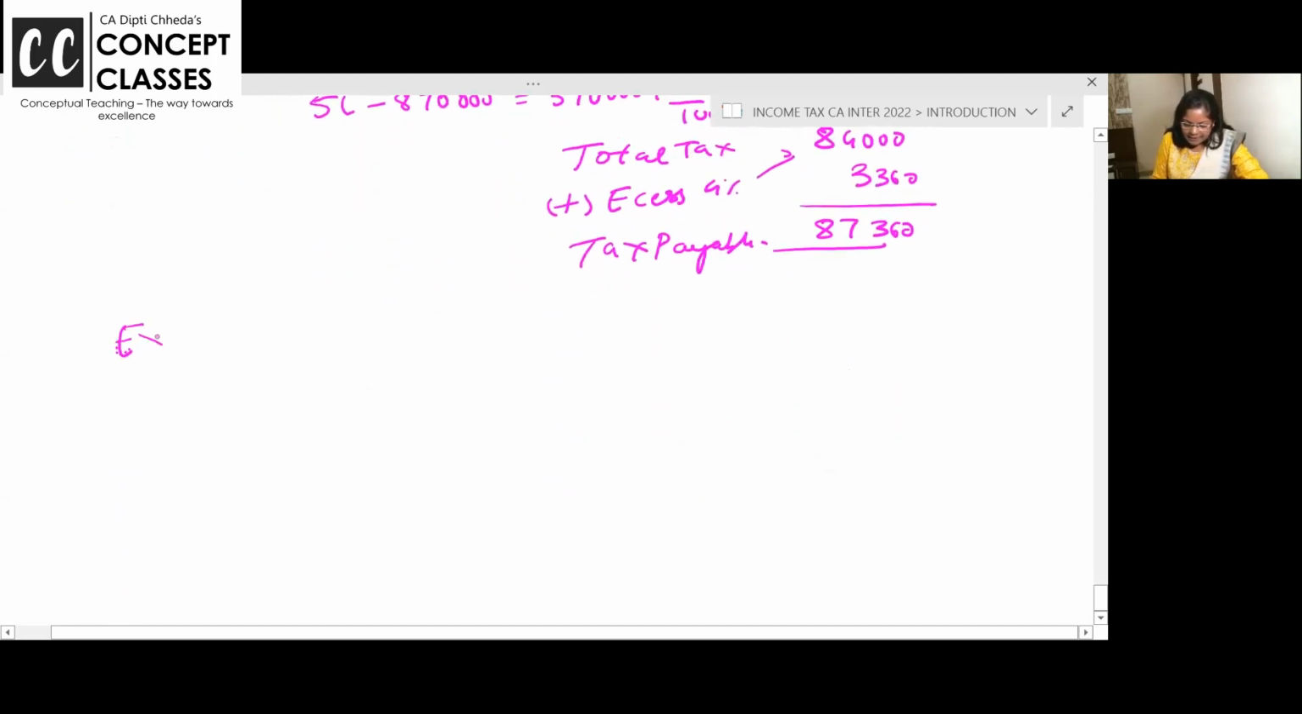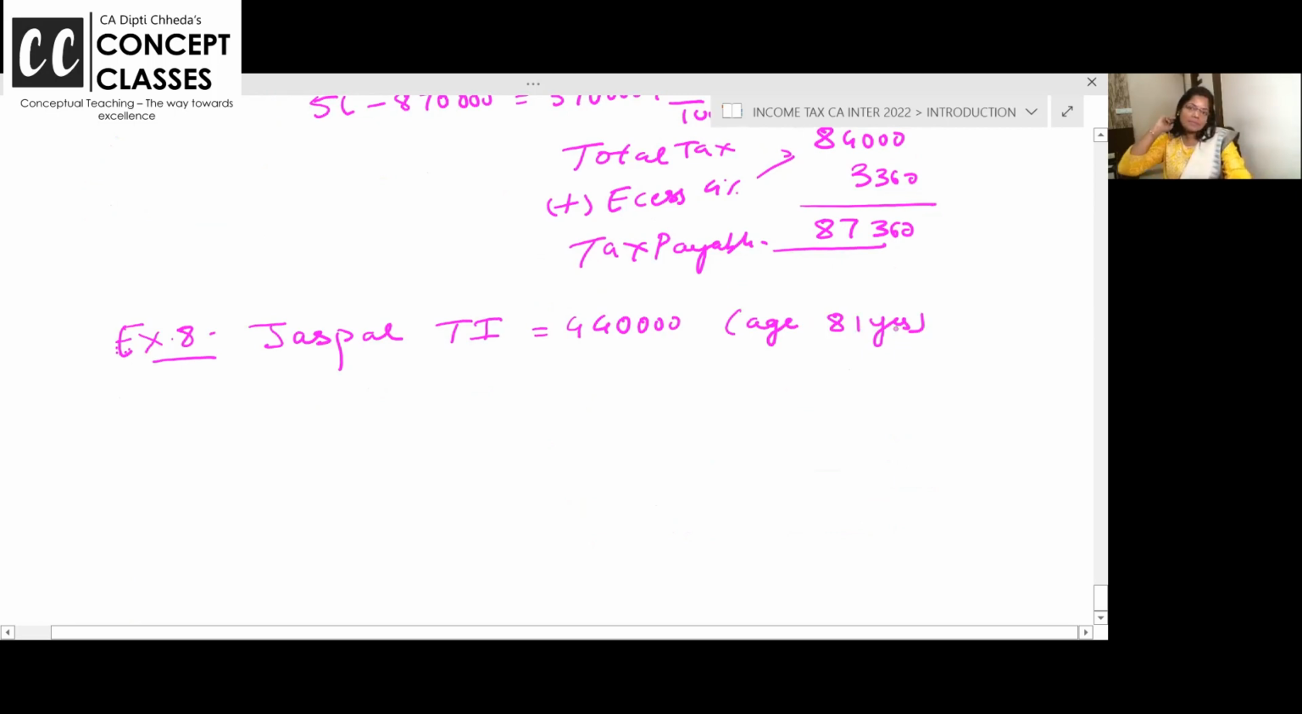Now I am adding the next example. Example number 8. Jaspal is having total income 4,40,000 and age is 81 years. क्या करें? Tax is 0, I think, ma'am. Yeah, anyone बस शुरू हो गए मैथ्स की तरह 0 to 250 nil, 250 to this. Jaspal is having total income 440 and up to 5 lakh is the basic exemption. So what will be the tax? Nil. I hope you are being very much aware and you're doing this.